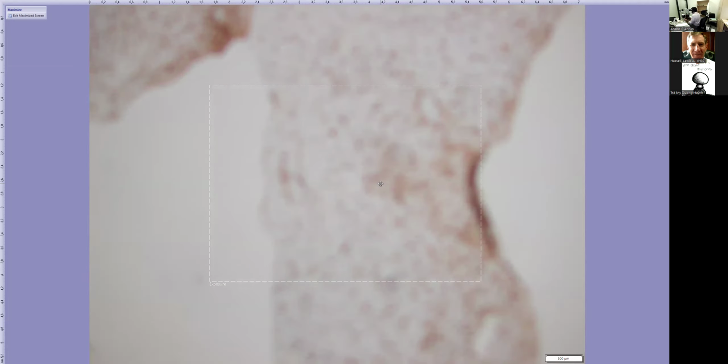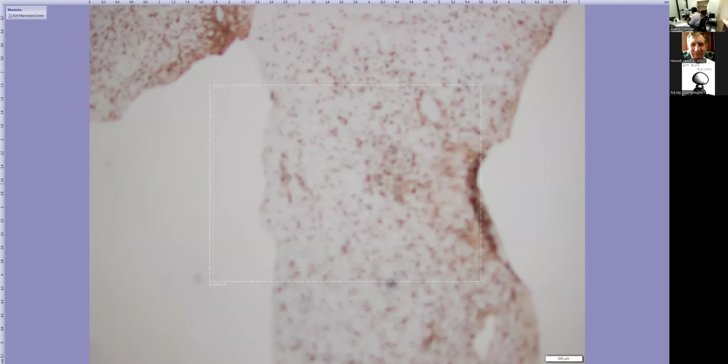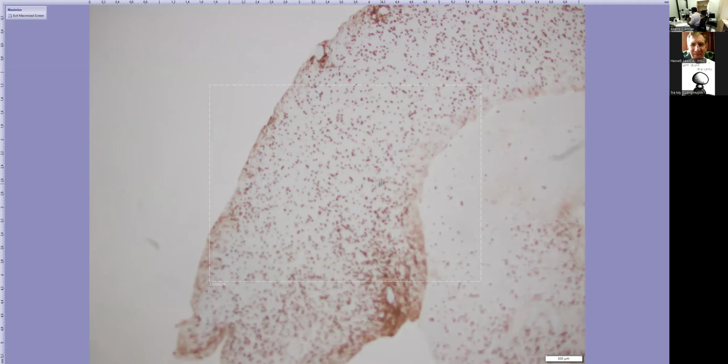So a bunch of stains were done. Again, I'm going to go straight to the positive markers. It was negative for pan-CK, negative for melanocytic markers, negative for glial markers in those single cells. But then CD20, which is a B cell marker, highlighted those cells.